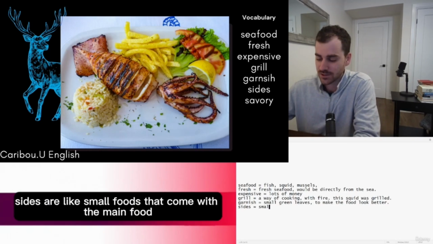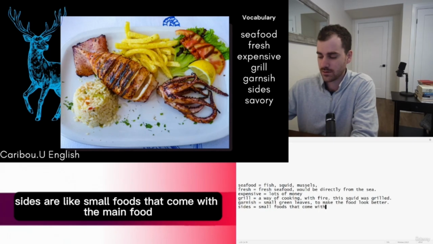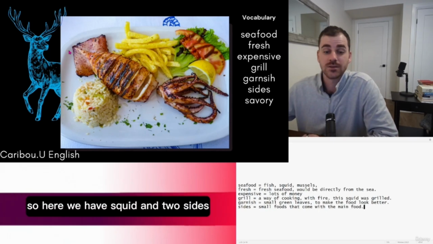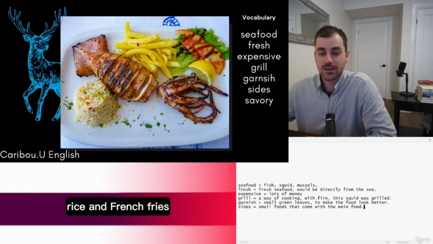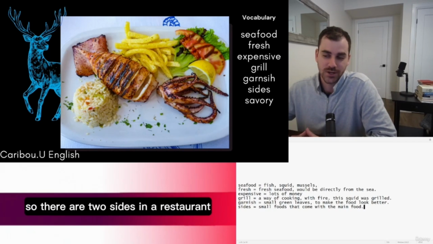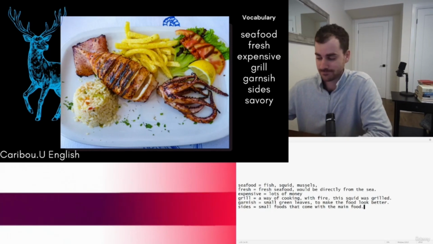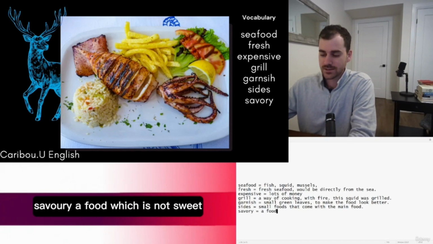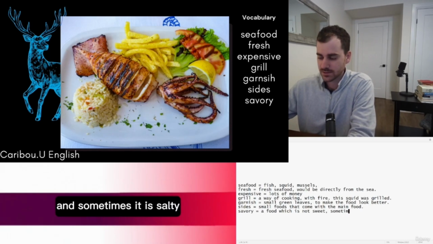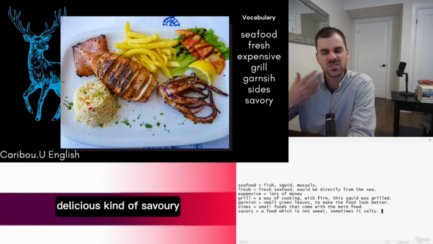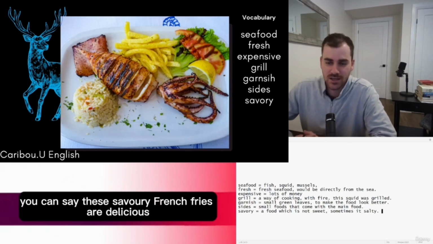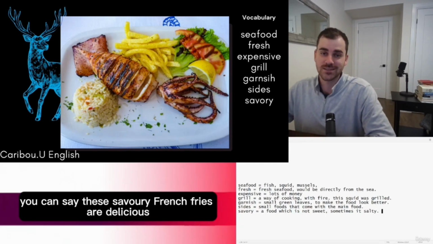Sides are like small foods that come with the main food. So here we have squid and two sides, rice and French fries. So there are two sides. In a restaurant, the waiter might ask you, what sides would you like? So that's what they mean. Savory, a food which is not sweet, and sometimes it is salty. You can say, these savory French fries are delicious.